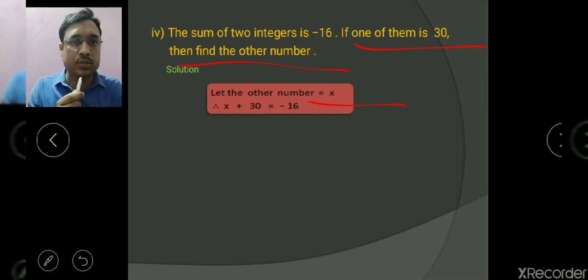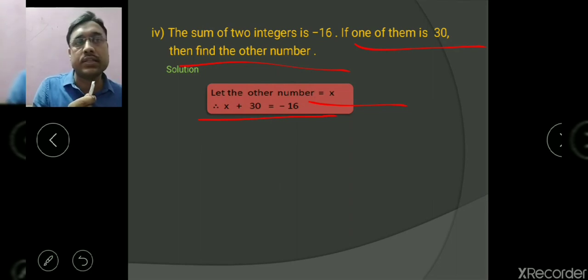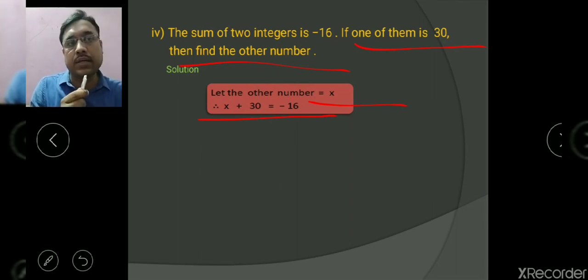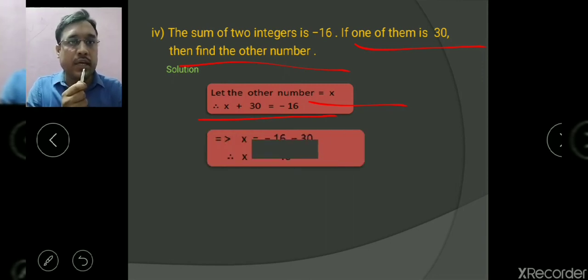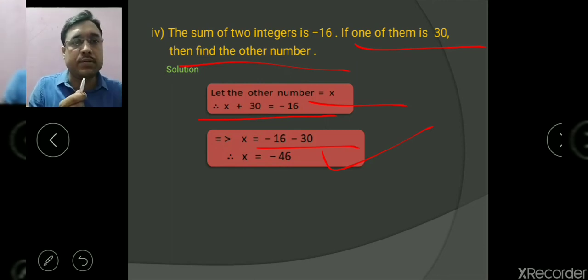Then according to the question, their sum is minus 16. So we can write that x plus 30 equals minus 16. Now solve this equation: x equals minus 16, and this plus 30 you have to take on the RHS side. Then minus 16 minus 30 equals minus 46.